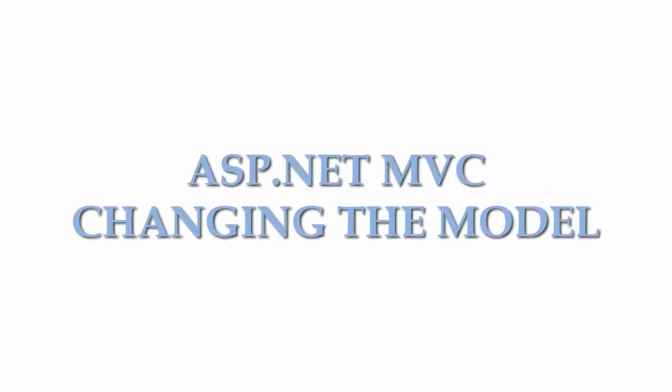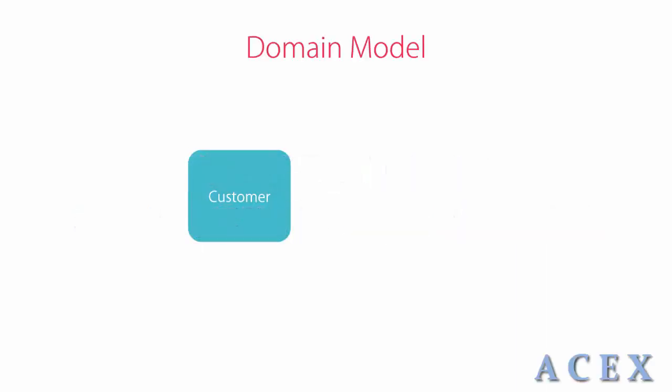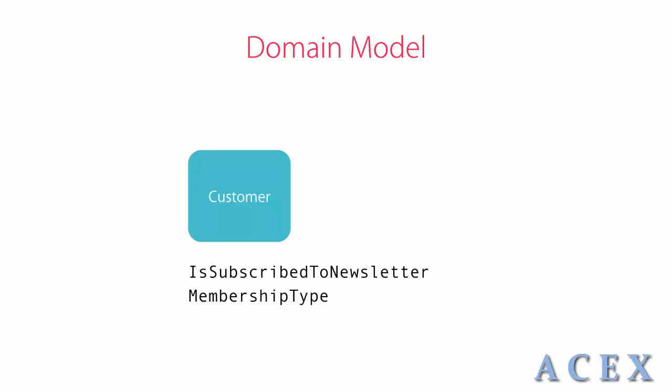All right, our domain model is pretty simple at the moment. So I want to add a bit of complexity to it to make it more real world. In the customer class, I want to introduce a couple new properties: is subscribed to newsletter and membership type. So I'm going to make up a business rule here.